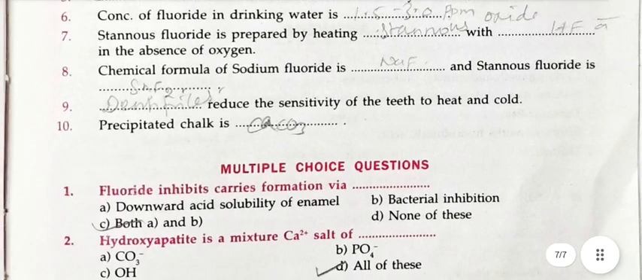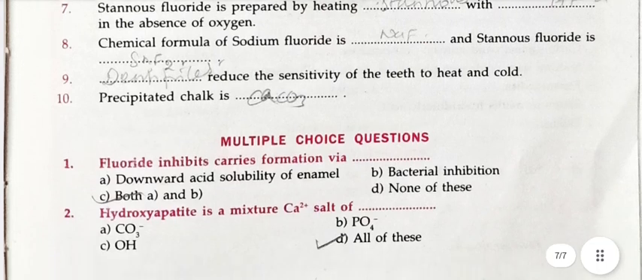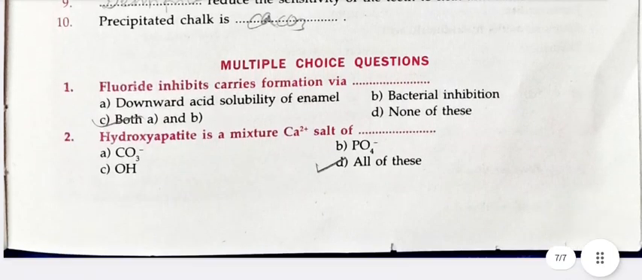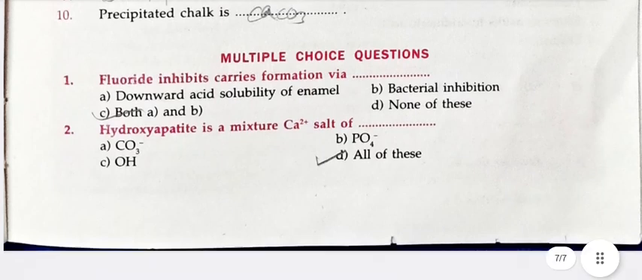Next, precipitated chalk is nothing but calcium carbonate. Next, let us see the objective type.